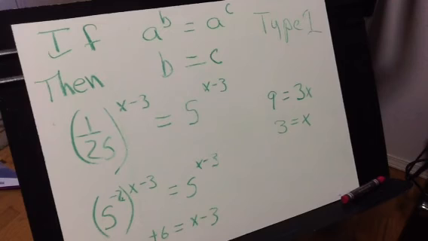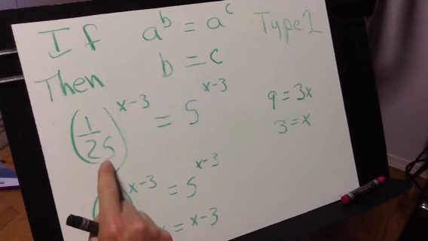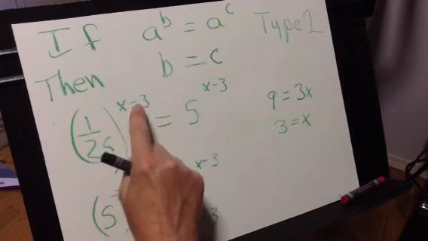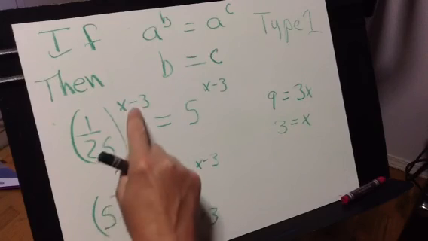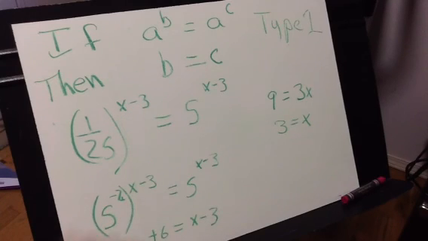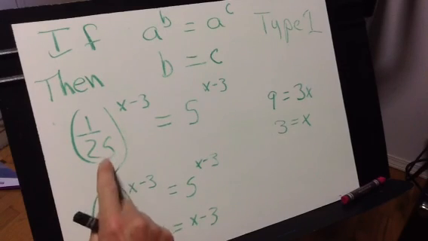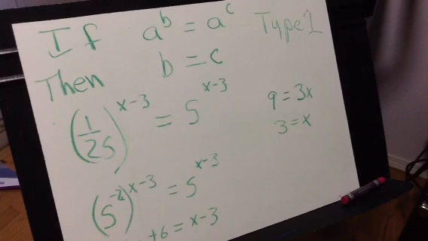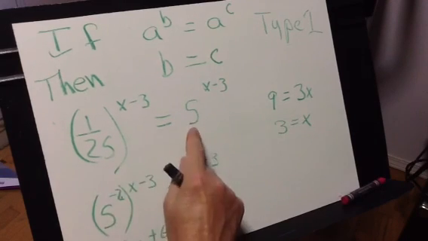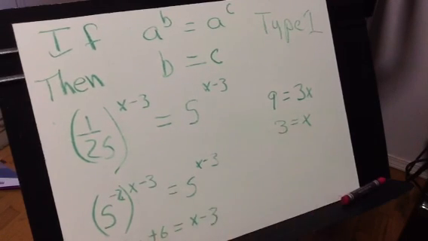Well, let's see if that's true. That means that 1/25 raised to the 3 take away 3 is 1/25 to the 0th power. Likewise, 5 raised to the 3 minus 3 power would be 5 to the 0th power. So this to the 0th, anything to the 0th power is 1, and 1 is equal to 1. So 3 can be equal to an x.